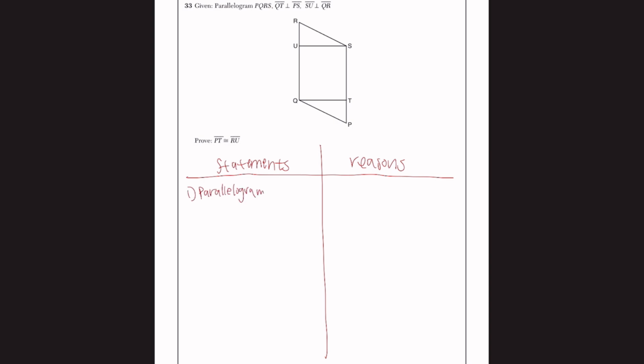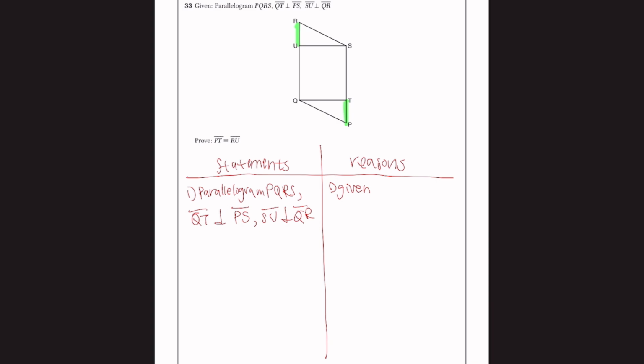Question 33. Given parallelogram PQRS, line QT is perpendicular to line PS, line SU is perpendicular to line QR. Prove that PT is congruent to UR. So first we can just draw the diagram out for proof, and also just write down what's given to us. Okay, so our objective is trying to prove this line congruent to this line.